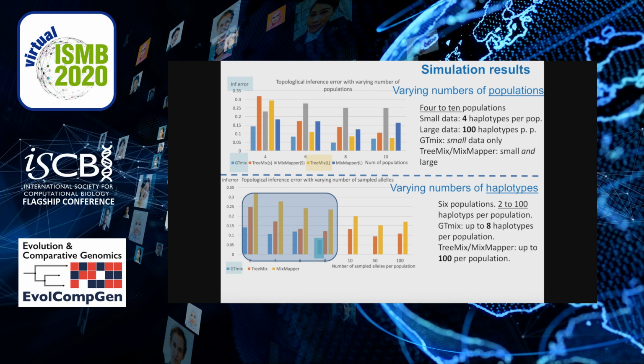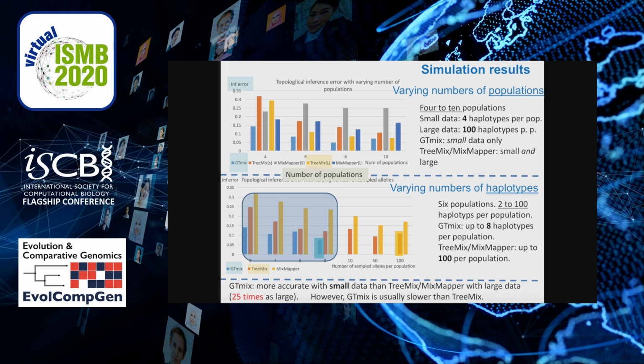GTMX results with 8 haplotypes per population actually perform better than TreeMix with 100 haplotypes per population. So this indicates that GTMX, my method, is actually more accurate with small data than the existing method like TreeMix, even though the latter is given much larger data, like 25 times as large, even though GTMX is usually slower than TreeMix.